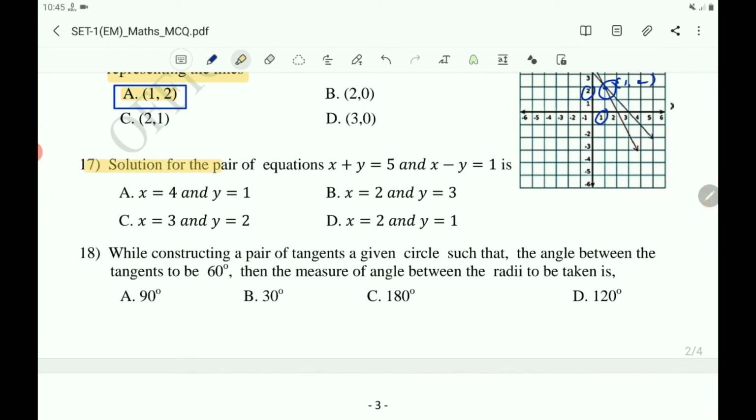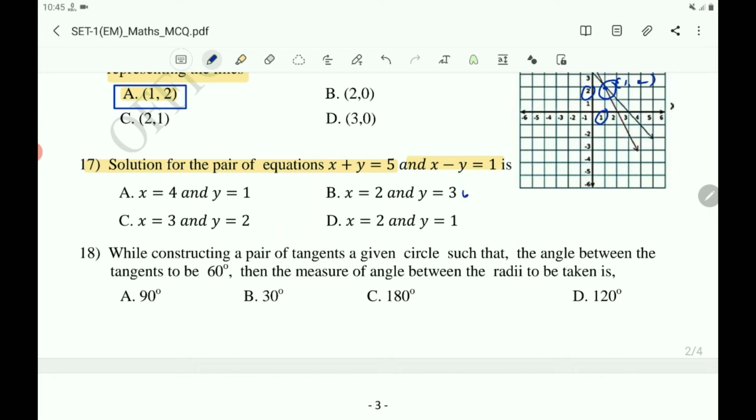17th question. Solution for the pair of equations x plus y equals 5 and x minus y equals 1. And here use the trial and error method. If you take x equals 4, y equals 1, you know that 4 plus 1, 4 minus 1, that becomes wrong here. And 2 plus 3, 2 minus 3 is also not possible.